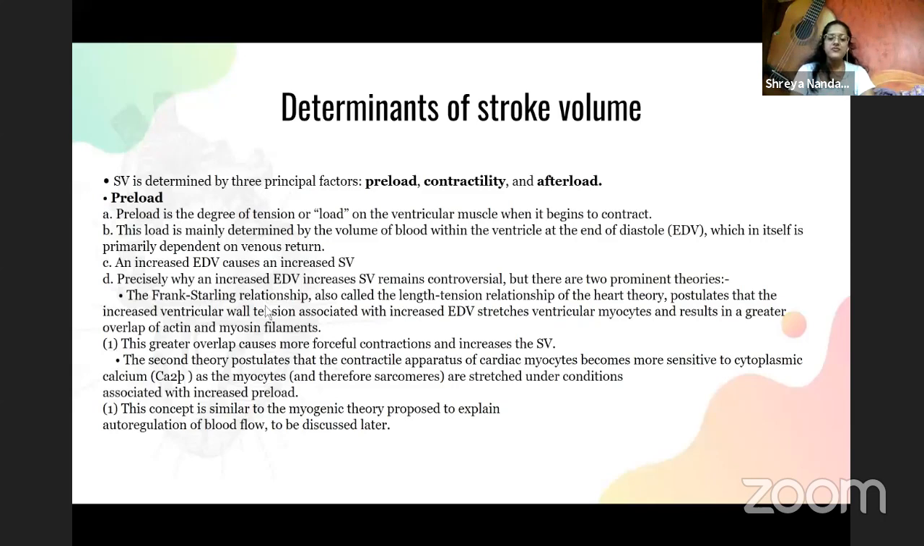There are a few factors upon which the stroke volume depends. There are three factors to be precise. They are C, A, and P, that is contractility, afterload, and preload. Stroke volume is determined by three principal factors: preload, contractility, and afterload.